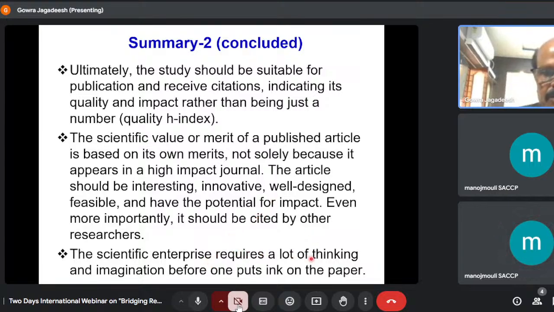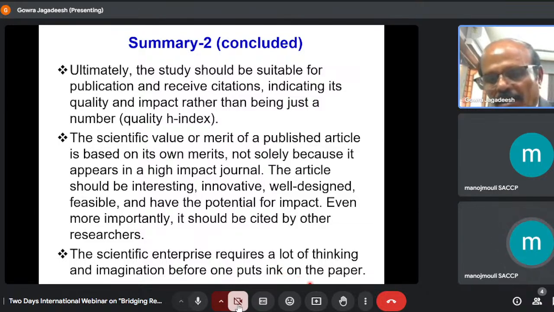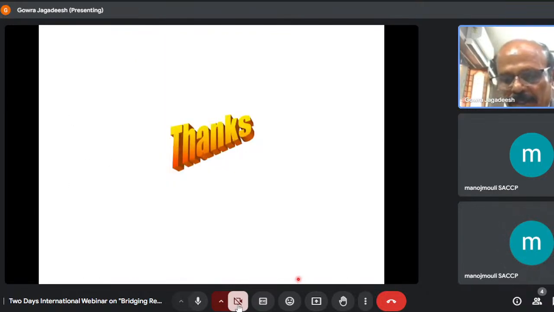That scientific enterprise requires a lot of thinking and imagination, dreaming. As Abdul Kalam says, imagination, dreaming is very important before you put your ink on the paper to write the protocol. Thank you so much.